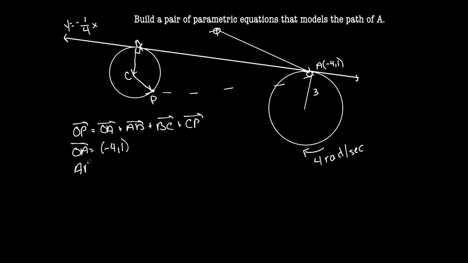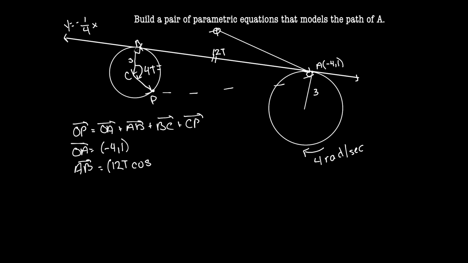Now we have to find AB. So we know that this angle is going to be 4t, because we're moving 4 radians in 1 time unit, and since we're frozen at time t, it's 4 times t. And since we know our radius, we can find the arc length, and it'll have the same magnitude as the distance covered, although it's not drawn to scale. This will be 12t. So AB is going to be equal to 12t cosine.